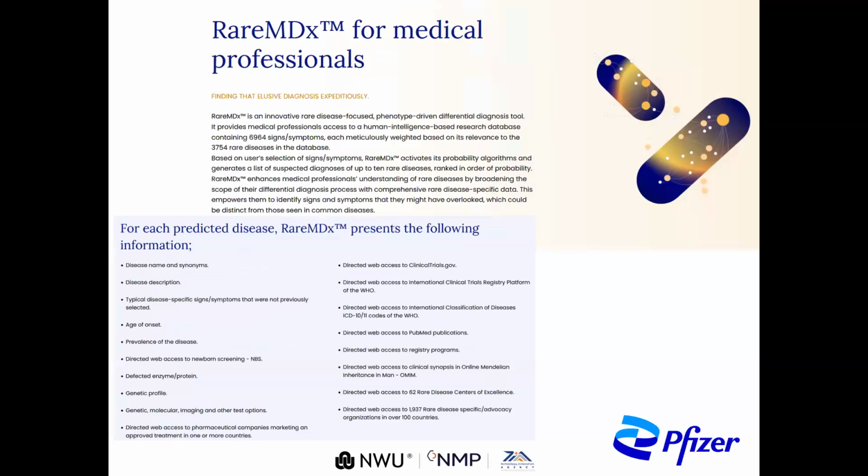So RareMDx provides medical professionals access to a human intelligence-based research database, which contains more than 6,900 signs and symptoms, meticulously weighted based on their relevance to more than 3,700 rare diseases contained in the database. Basically, users select signs and symptoms. The tool activates its probability algorithms, and a list is generated of suspected diagnoses for up to 10 rare diseases, ranked in order of probability.